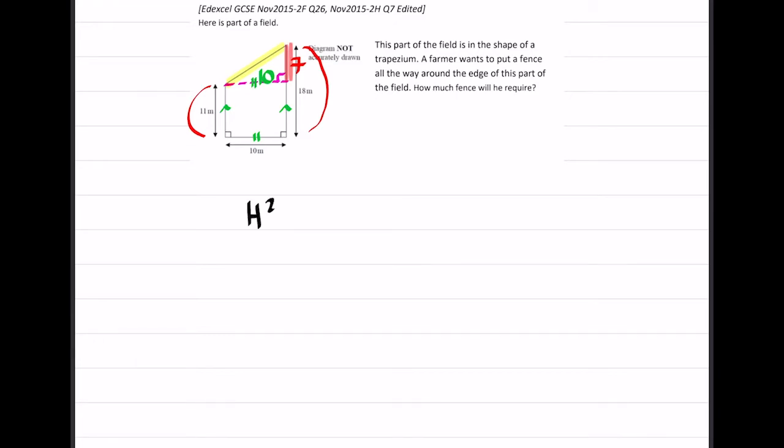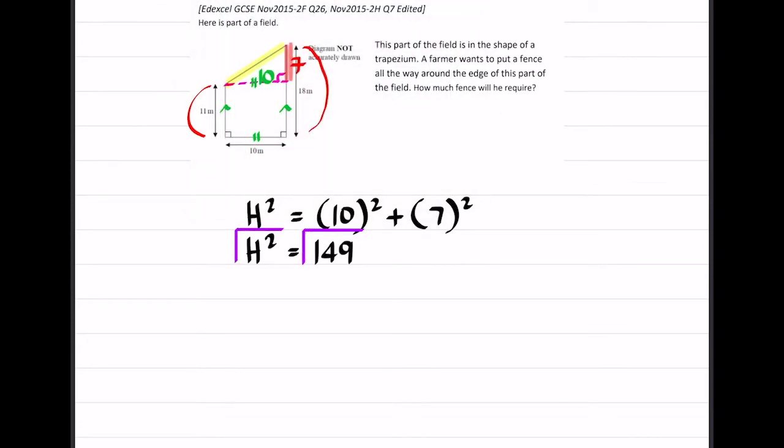So the hypotenuse squared is equal to side 1 squared, which is 10 squared, plus side 2 squared, which is 7 squared. So the hypotenuse squared is equal to 100 plus 49, which is 149. I'm not looking for the hypotenuse squared, I'm looking for the hypotenuse by itself, which means that I need to square root both sides. The square root of h squared is equal to h. And the square root of 149, I'm going to keep it as the square root of 149 for now.